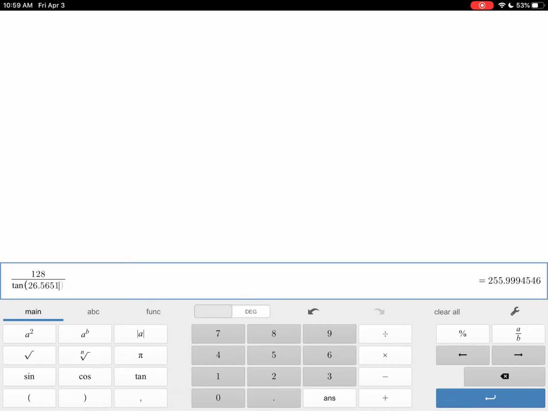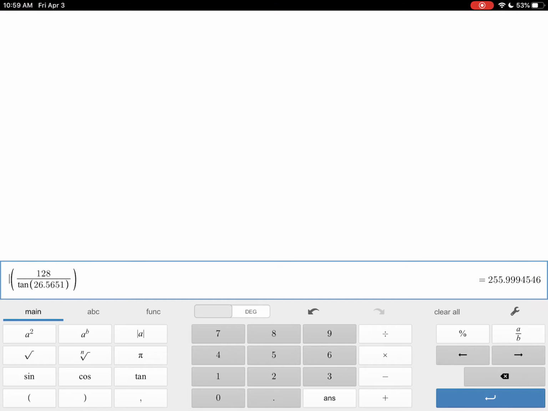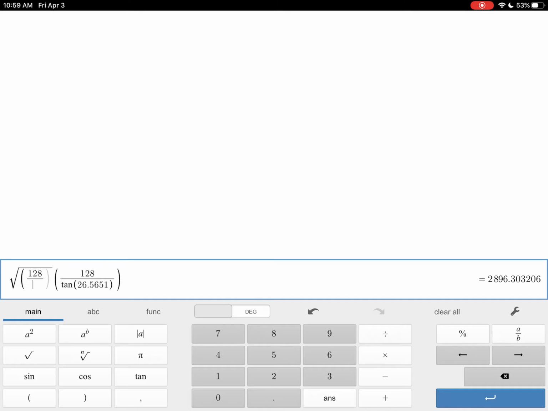255.9994. And then let's say I take the square root of that. So put that all in brackets. And take the square root of, that didn't work. Square root of 128 divided by tan of 26.5651. And delete that. Sorry about this. And I get the answer of 15.9999998. I think I must have made a mistake.